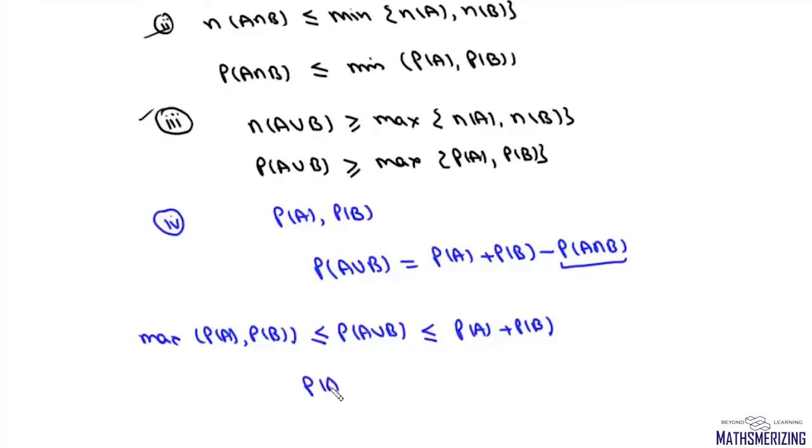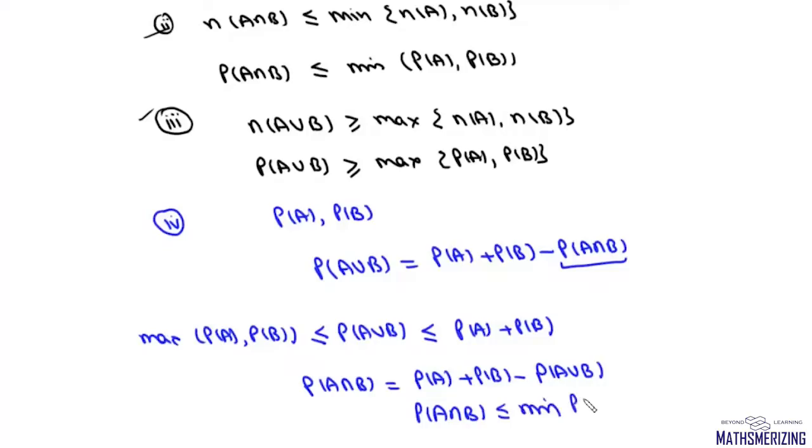In the same way, we can write this condition for P(A intersection B). So we can write P(A intersection B) is P(A) plus P(B) minus P(A union B). Now we know that probability of A intersection B will always be less than or equal to minimum of P(A) and P(B), and we know that maximum value of probability of A union B is 1, so it will always be greater than or equal to P(A) plus P(B) minus 1.